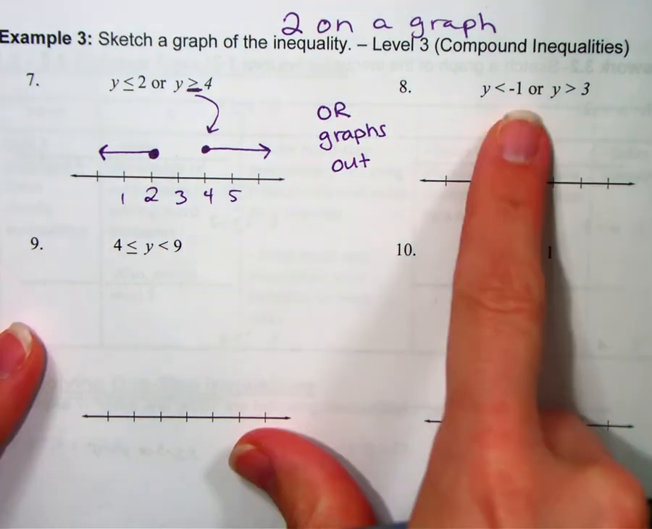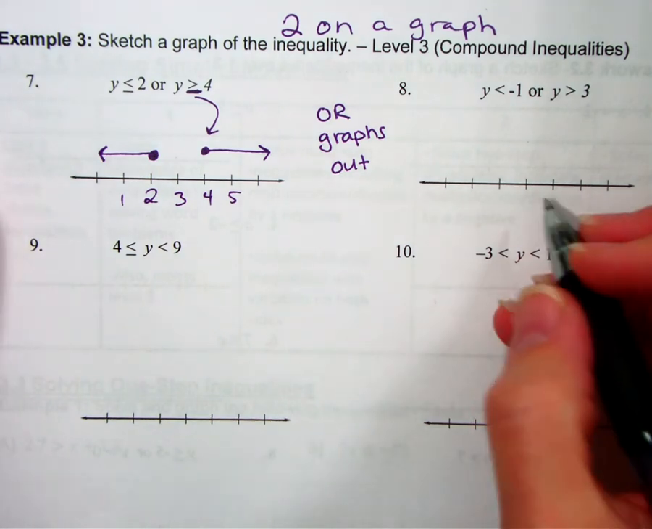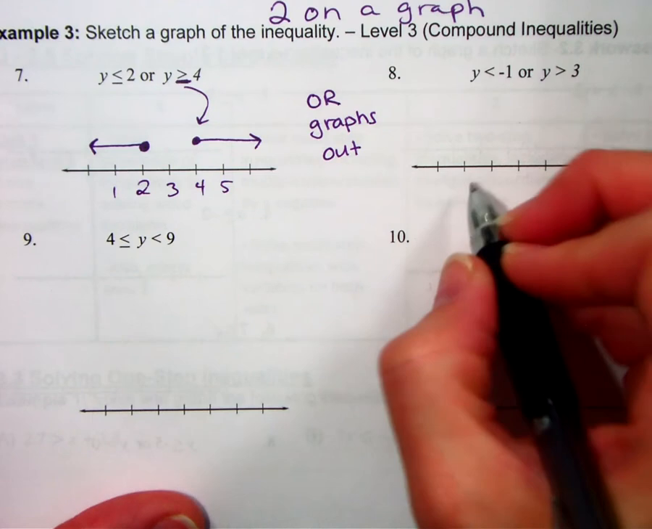Right, so when you do this one with the -1 and the 3, you're going to have both open circles. The circles do not have to match. You can have one open and one filled, which you're going to see in our next example. They don't have to be the same. These are going to be both open, and they should be pointing away from each other.